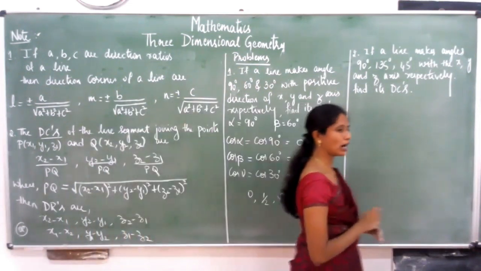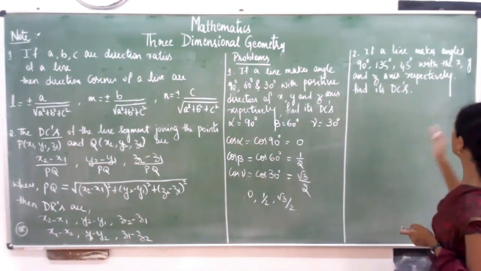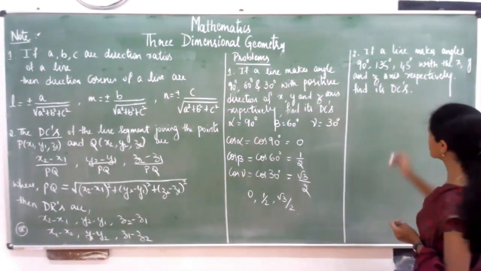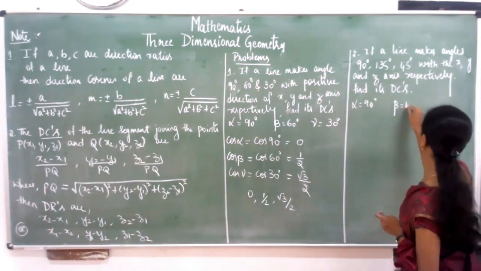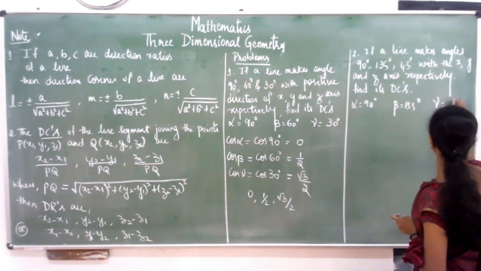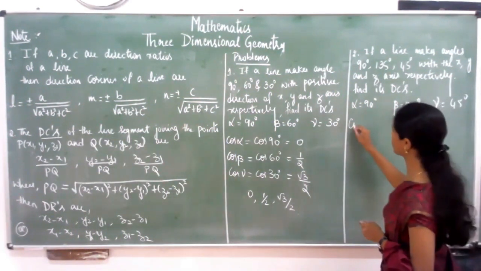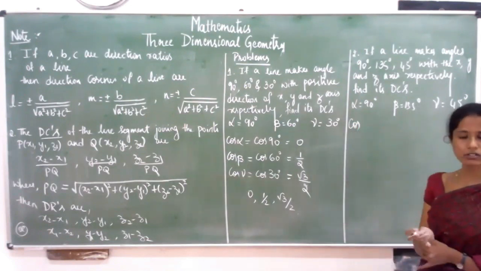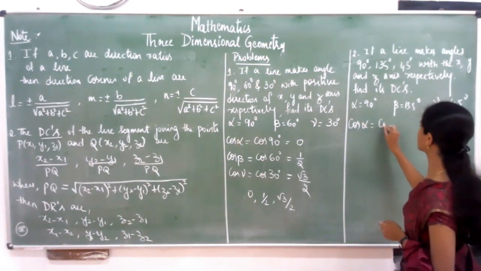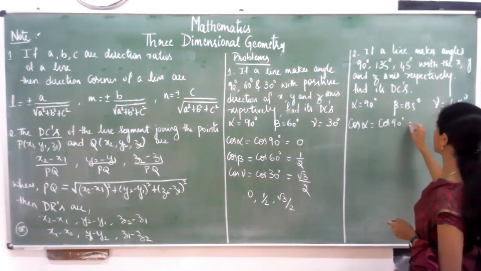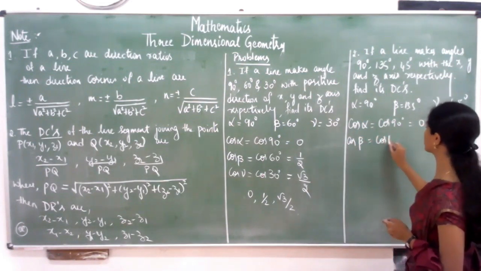Similarly, in the next problem, again they have given you the angles alpha, beta and gamma which are made with the x, y and z axis respectively. So alpha is 90 degree, beta is 135 degree and gamma is 45 degrees. Let us find cos alpha, cos beta and cos gamma because we need direction cosines. Direction cosines are nothing but cos alpha, cos beta and cos gamma. Cos alpha is equal to cos 90 degree, which is 0. Cos beta is equal to cos 135 degree.